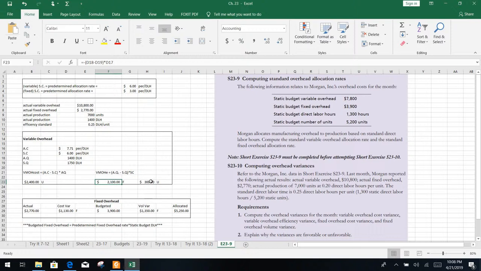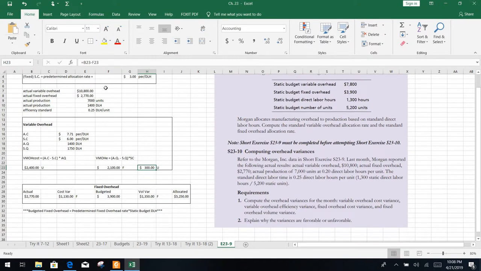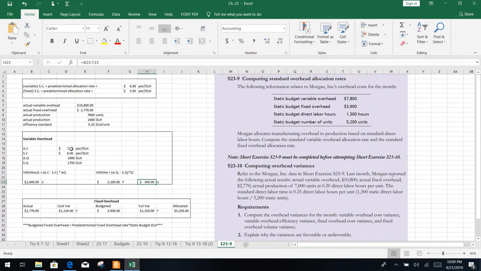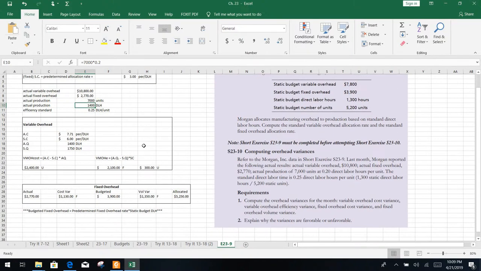Add those two numbers together to get 300 unfavorable. Okay. All of that is pretty standard, except for this tricky value here. This had to be calculated. Now, for me, the really tricky part about this was the flexible overhead values.